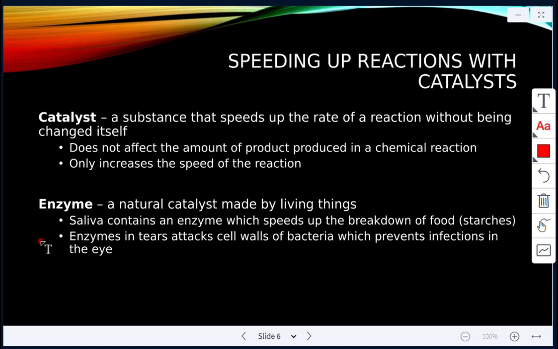We also have enzymes in our tears, which attack cell walls of bacteria, which prevents infections in the eye. So enzymes are natural catalysts. Catalysts are substances that speed up the rate of a reaction without being changed itself.